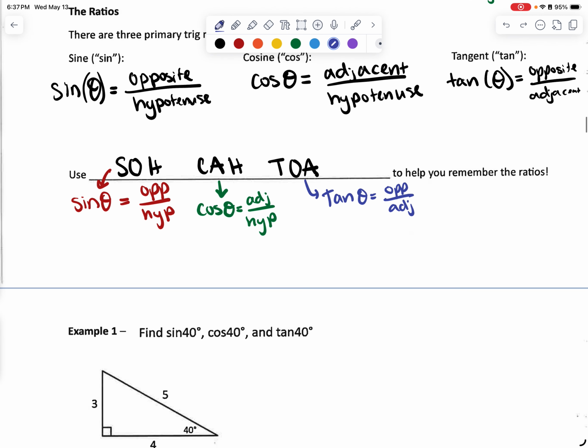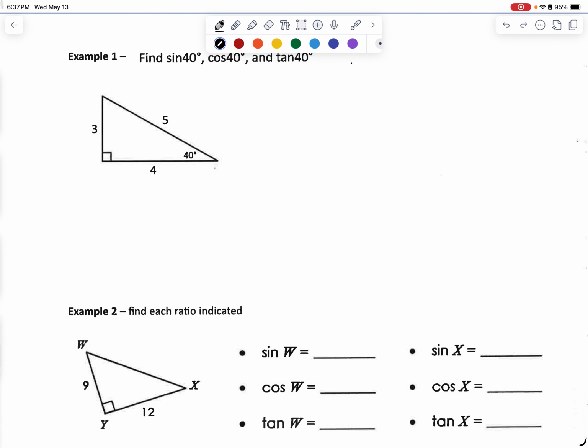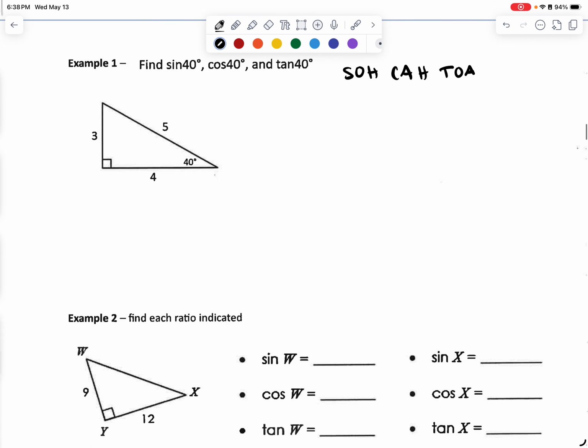So let's see a couple examples. And again, every time I start a problem like this, I'm going to write SOH-CAH-TOA to help me remember sine, opposite, hypotenuse, cosine, adjacent, hypotenuse, tangent, opposite, adjacent. So if I want sine of 40 degrees, I'm using this reference triangle. Conveniently, I have all three sides already. It's a Pythagorean triple, 3, 4, 5.